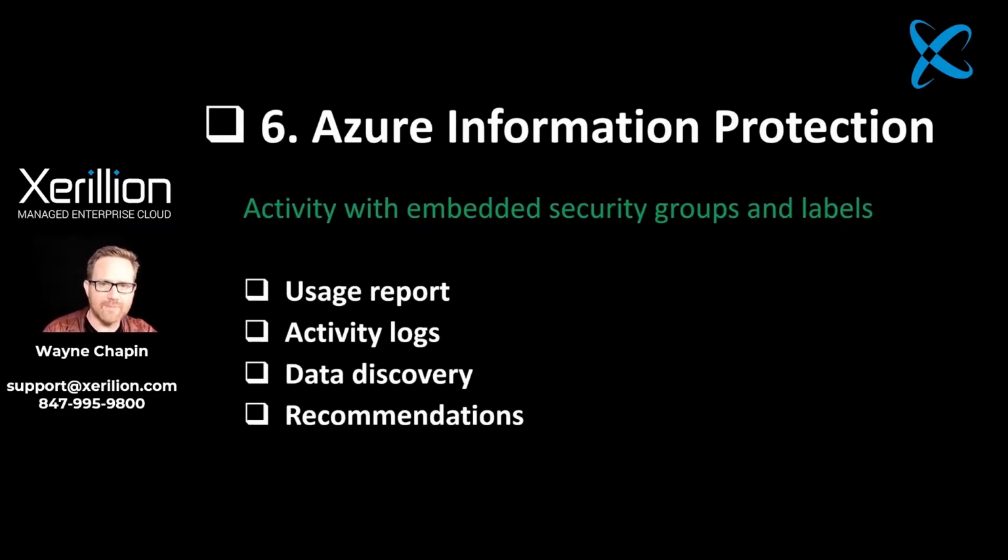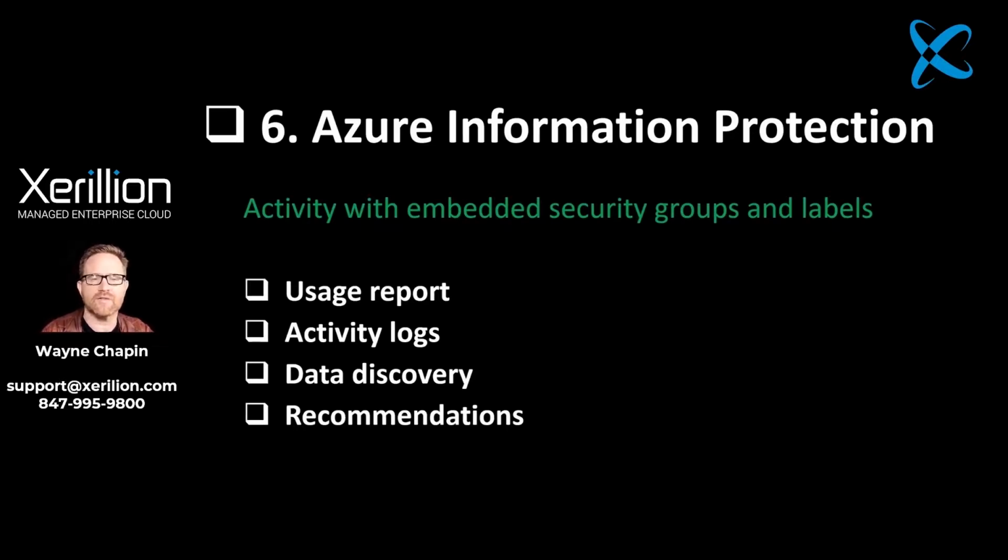Our sixth stop in the Microsoft 365 maintenance process is Azure Information Protection. Azure Information Protection is where we basically put security groups inside of files and emails, and that security then stays with that file and email no matter where it goes in the world or who has it.